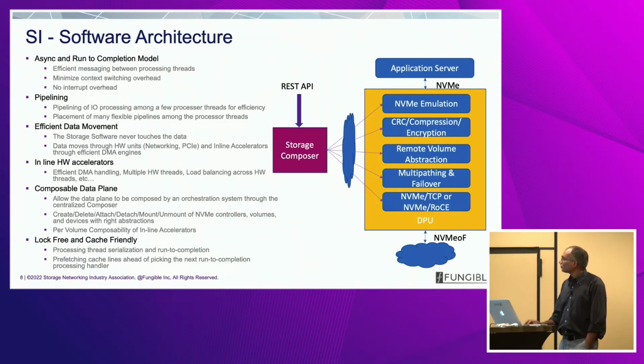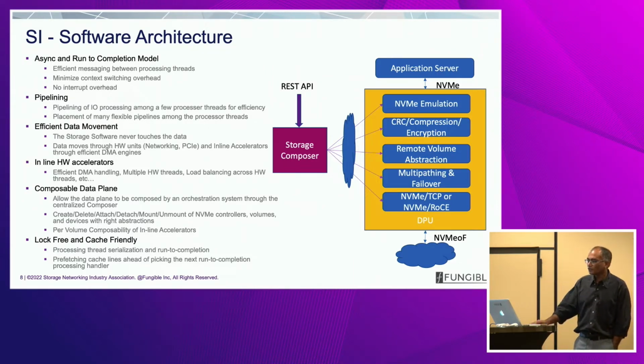And then we can have the data go through these accelerators, the CRC, compression, encryption, and then it goes to a remote volume, which is an abstraction of the volume on the target cluster, right? And then it goes through the multipathing and failover logic, and then through TCP or RoCE, whatever transport that you use. So the first important point in the software architecture is that we are a run-to-completion model.